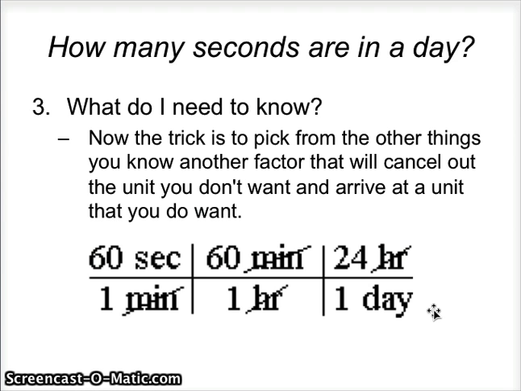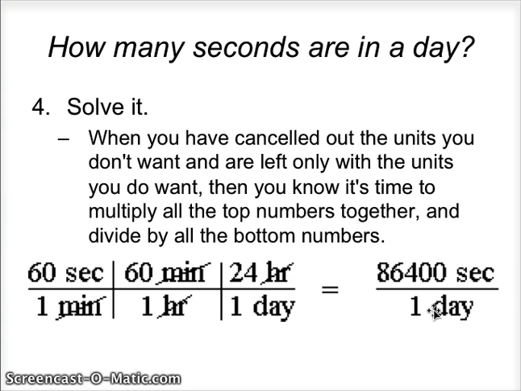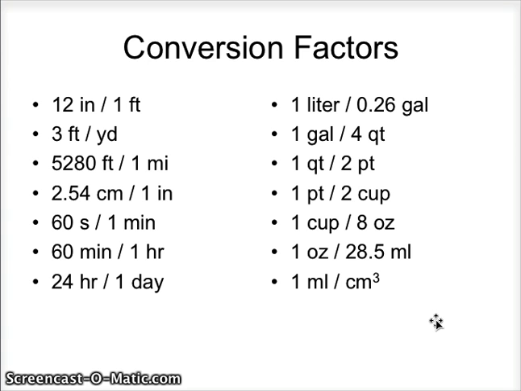60 seconds, 60 minutes, 24 hours, with a minute on the bottom, an hour on the bottom, and a day on the bottom. So basically, step 4 will be for us to solve it. So once all the units have been canceled out, you're only left with the units that you really want. Then it's time for you to multiply all the numbers on the top, the numerator, and then you multiply all the numbers on the bottom, the denominator. And what you'll do is then divide the top number by the bottom number, and you should get your answer.